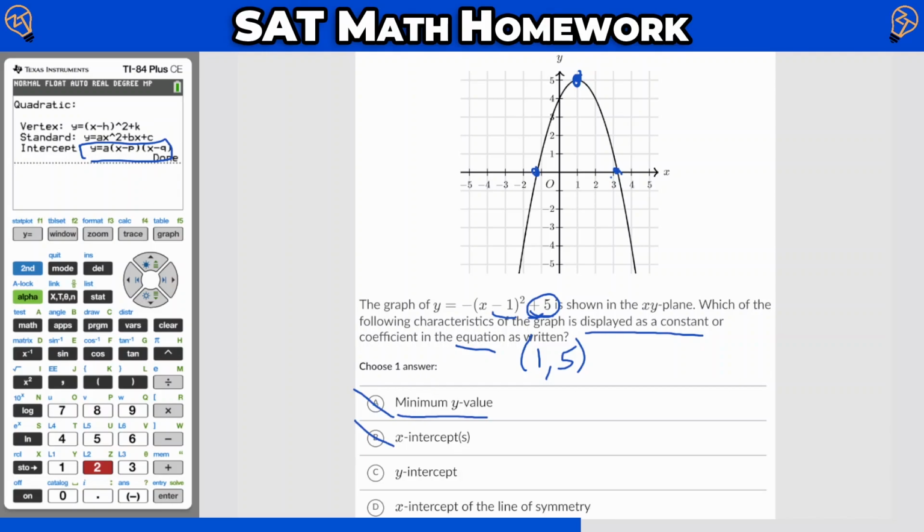Now notice if I plug in 0, 0 minus 1 is -1. You square it, you get +1. You multiply it by -1, you get -1 again. And then you add 5, you get 4. And there's not a 4 in the equation, so that doesn't make sense.